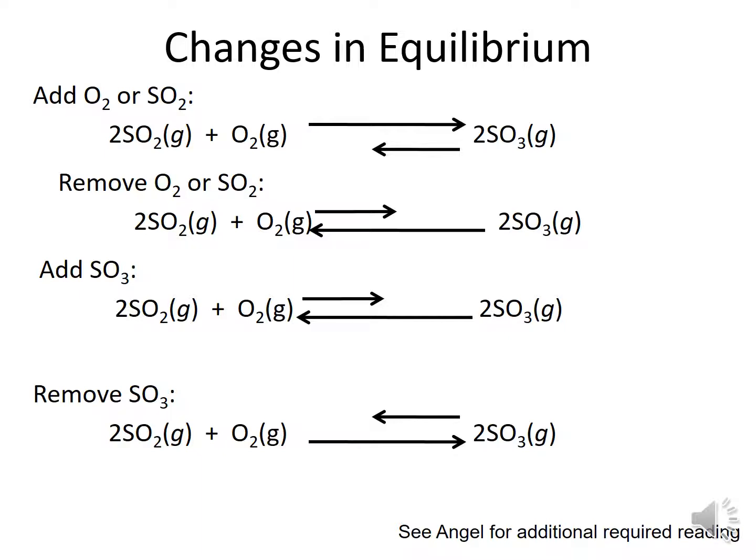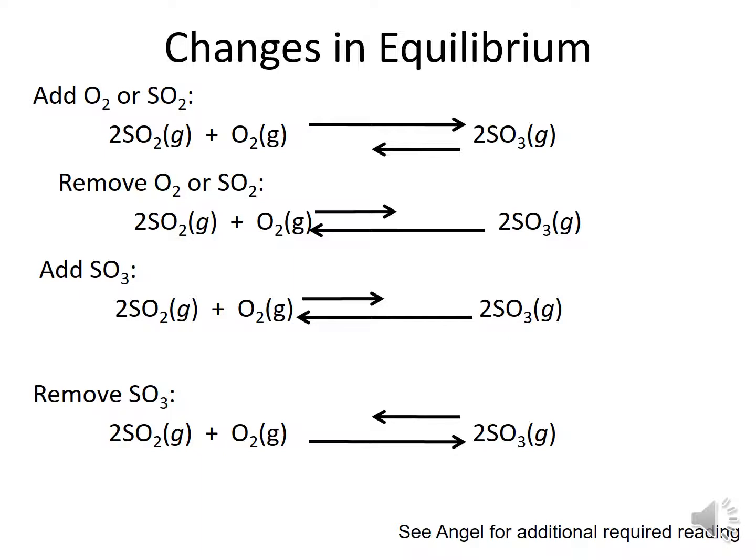Removing a reactant, such as removing O2 or SO2, will slow down the forward reaction. The reverse reaction will be faster than the forward reaction. If you're doing the reverse reaction faster than the forward reaction, you're making some reactant. You're shifting the equilibrium to relieve the stress. The stress was removing reactant. The shift is to make more reactant. If we're making more reactant, we say we are shifting left.